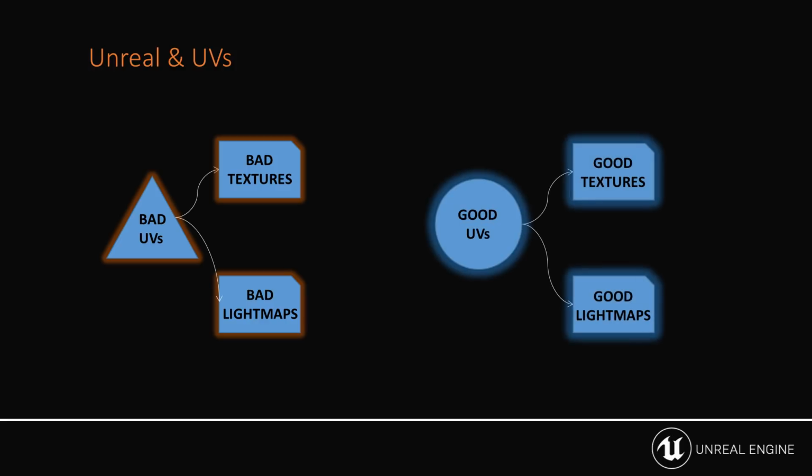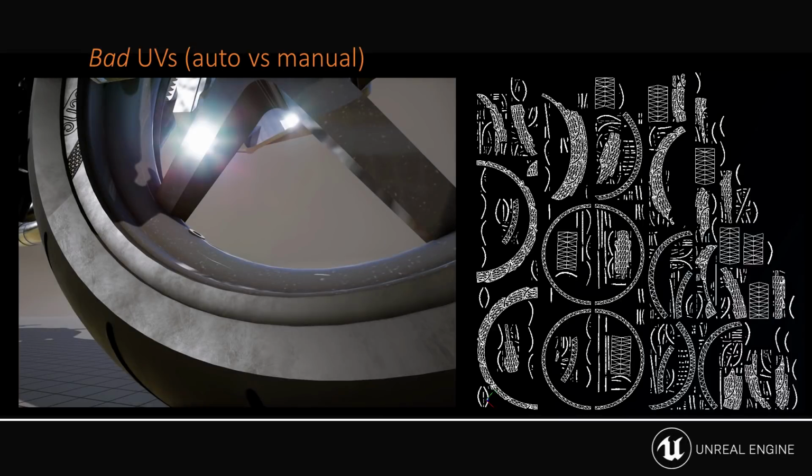Without that, we are going to see something very noticeable, and it's important to understand this world of live, real-time interactivity. What you see is what you get. So this is why I keep driving home the importance of good UVs, good textures and good light maps. So here's an example of bad UVs, this automatic versus manual. Here we have a simple tire in the scene.